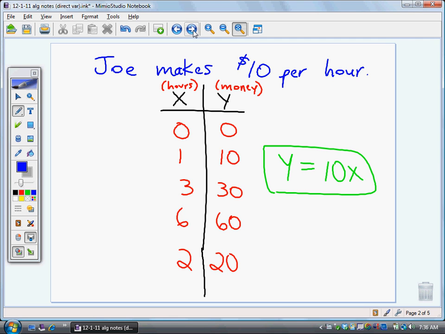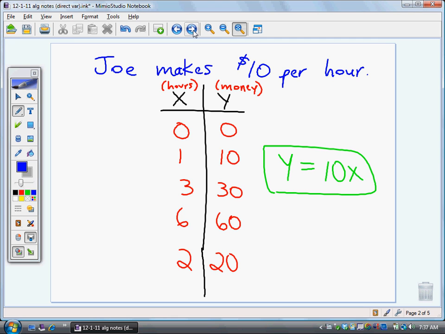If I triple the number of hours from 1 to 3, correspondingly the amount of money that Joe would earn would also triple, and he would earn 30. We then take that amount and double it from 3 to 6. The amount of money he earns would also double from 30 to 60. If we then make it smaller, say divide 6 by 3, it becomes 2 hours of work, and the amount of money would also be divided by 3 and we get 20.